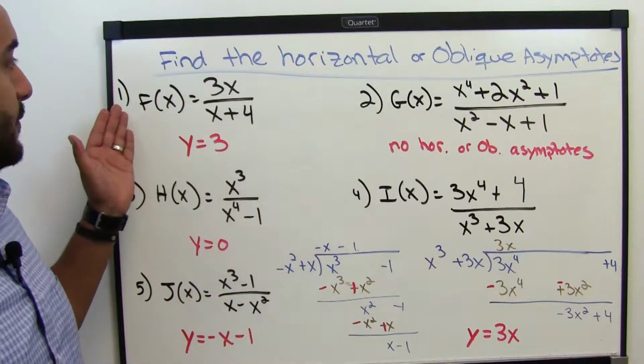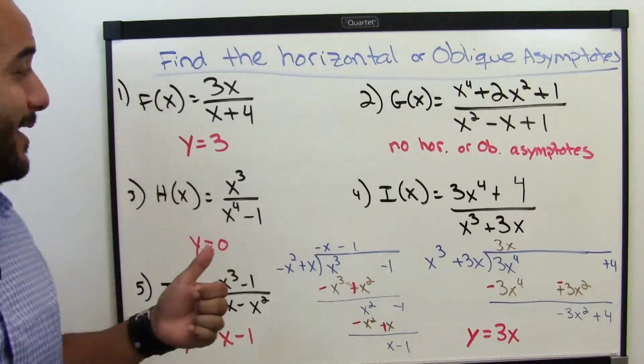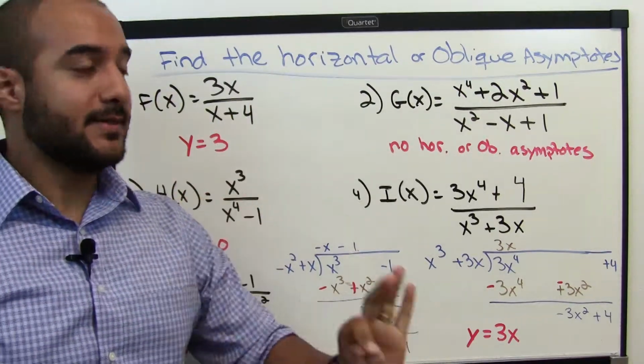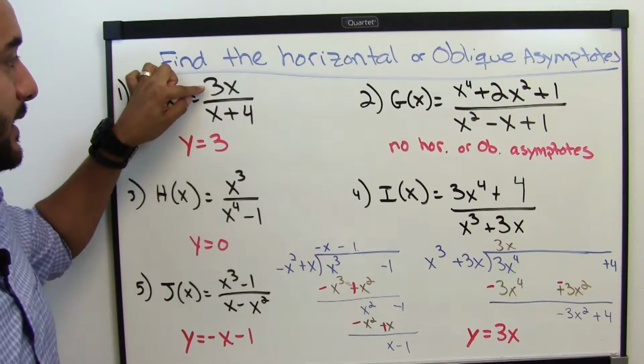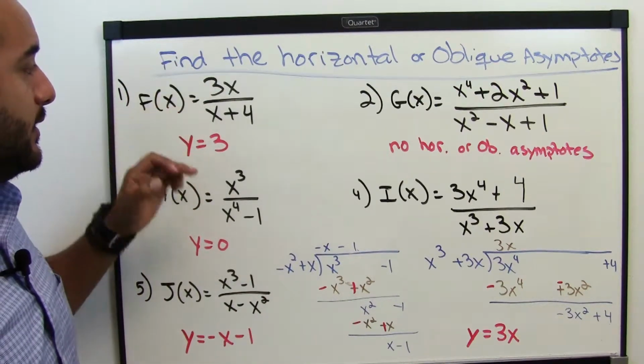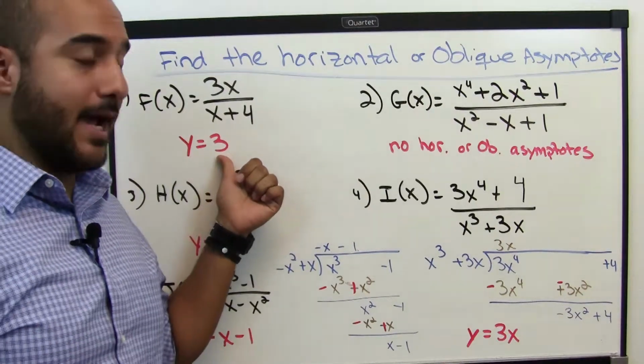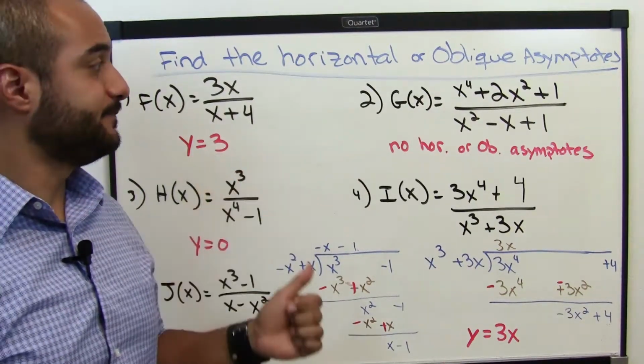For your first one, well, that's a good one to have, right? Because the degrees are the same, I just have to grab those leading terms. I see that it ends up simplifying to 3 over 1. So my horizontal asymptote is at y equals 3.